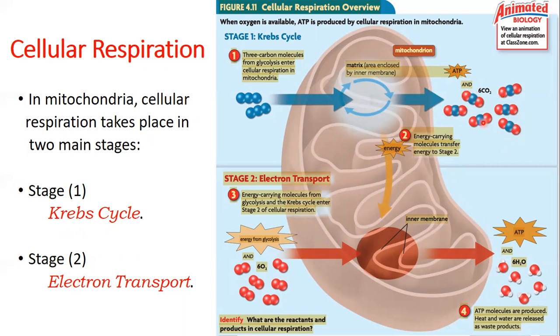And then it produces six carbon dioxide molecules and an amount of energy. These energy carrying molecules transfer to stage two, which is the electron transport. Then, step number three, the energy carrying molecules that came from the Krebs cycle enter stage two of cellular respiration. Here, the six oxygen molecules that are needed, with the energy from glycolysis, combine in the inner membrane of the mitochondrion to make ATP and give off six water molecules. ATP molecules are produced, and heat and water are released as waste products.